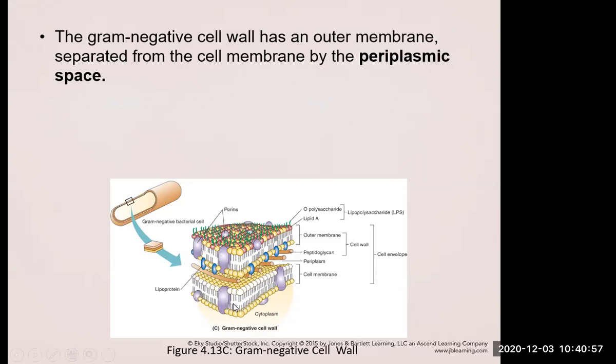And since we have two membranes now, this inner and outer membrane, in between them, where the peptidoglycan is, we have what's called the periplasmic space. So periplasm, between the two membranes.